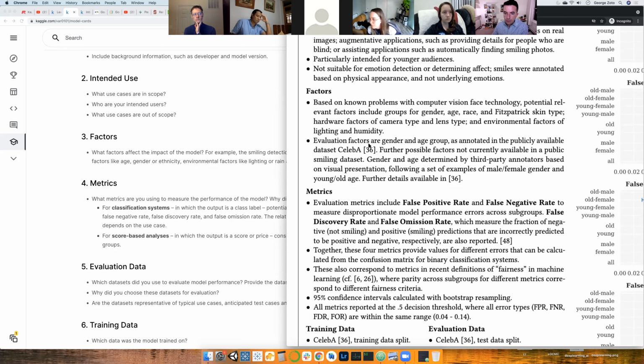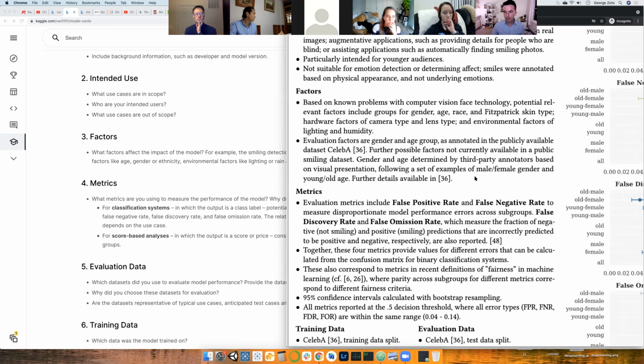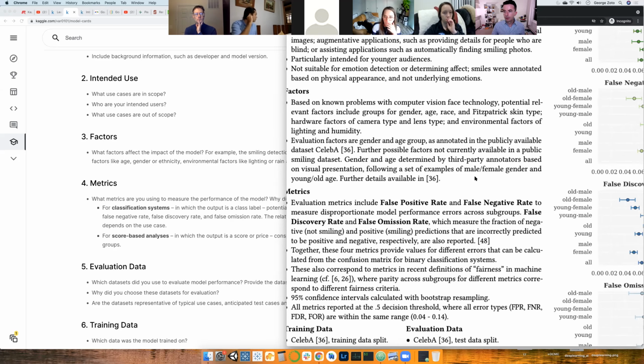The evaluation factors are gender and age group, and they are annotated by this publicly available dataset, CelebA, celebrities. Other possible factors, so gender and age are determined by third-party annotators based on visual representation, and they're also broken down by male, female gender, and young and old.